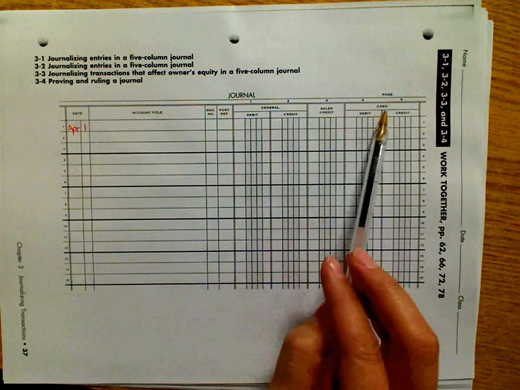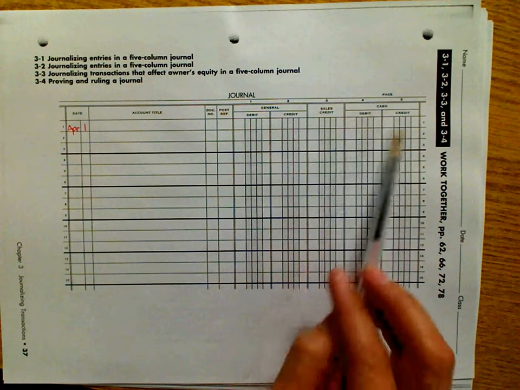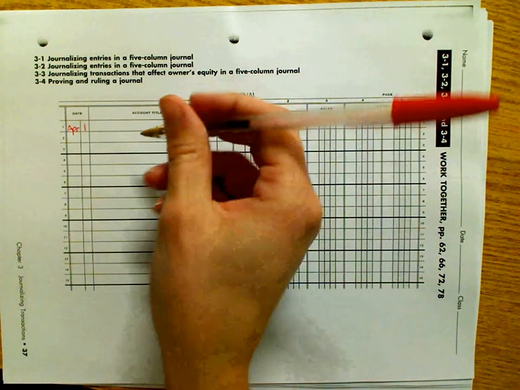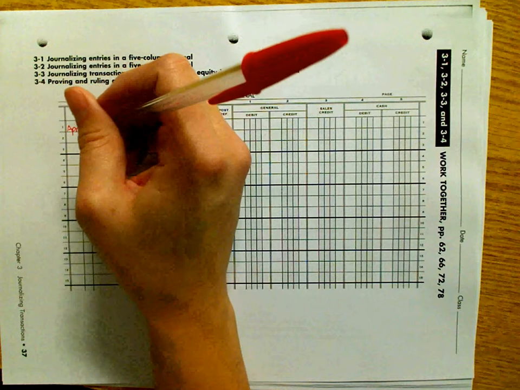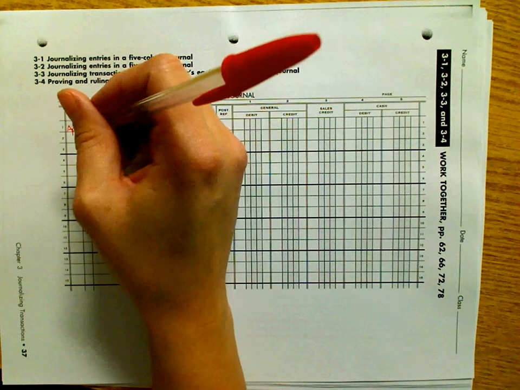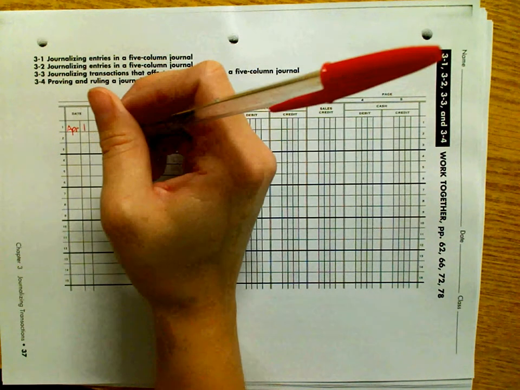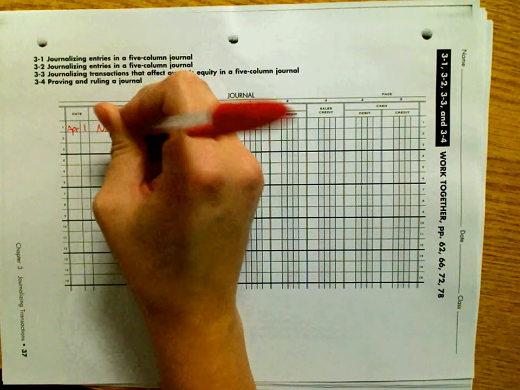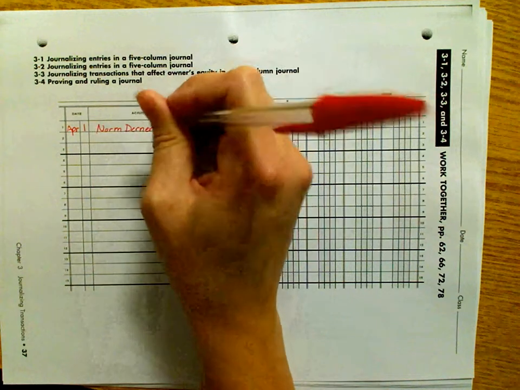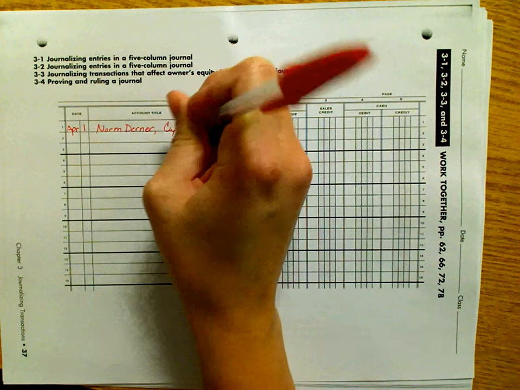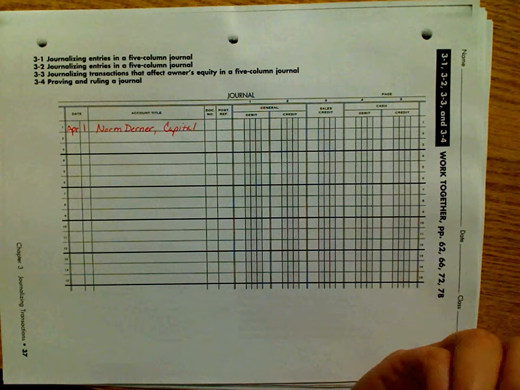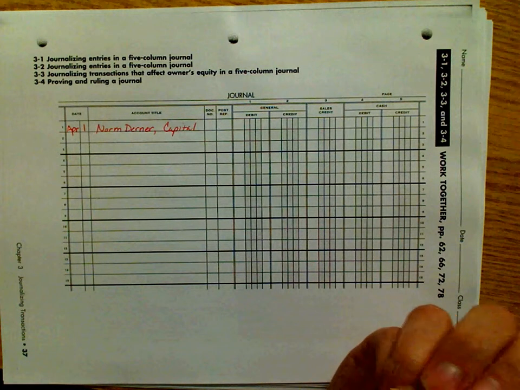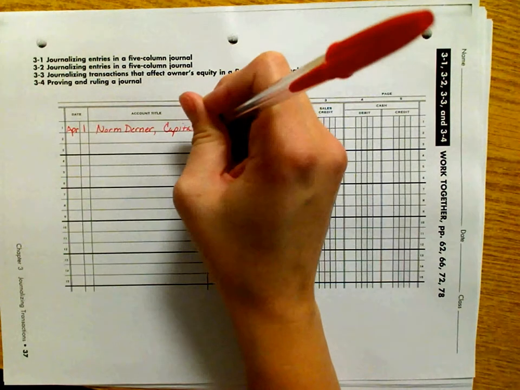All right, cash has its own column, right? It's got its own special amount columns. So the account title that we're going to put over here, our owner is Norm Derner. So we're going to do Norm Derner, comma, capital. The source document or document number is R1.